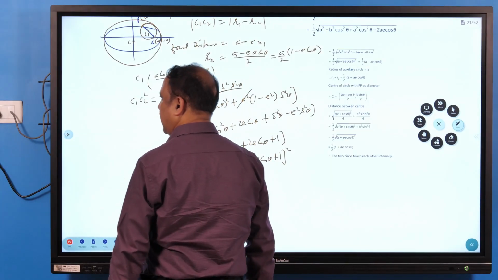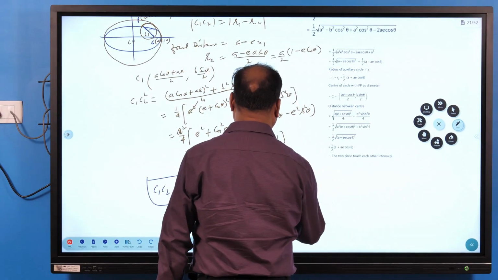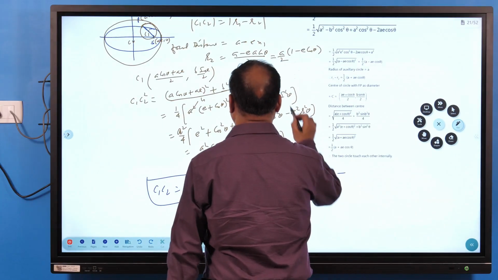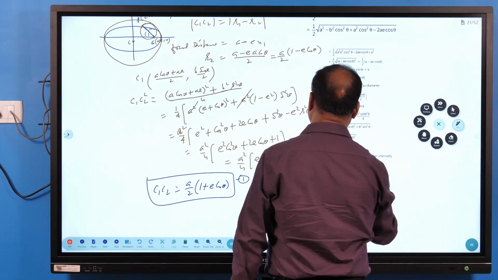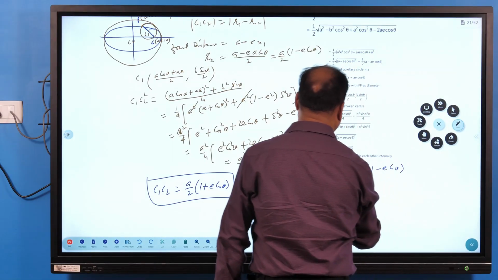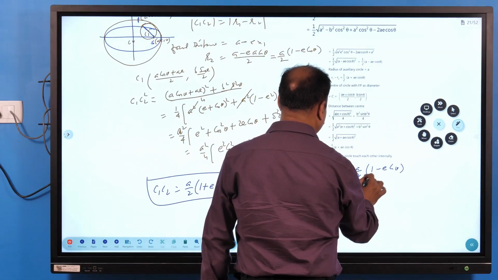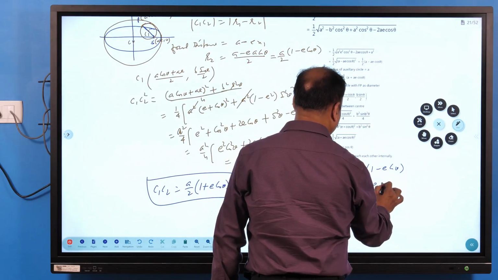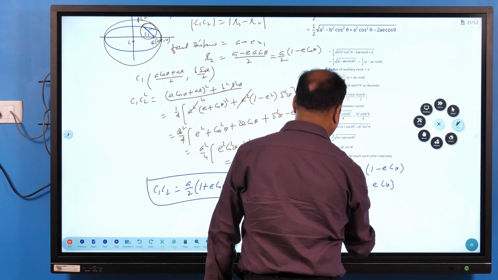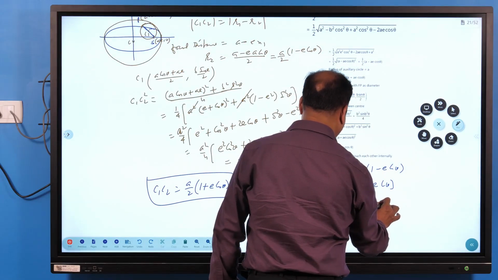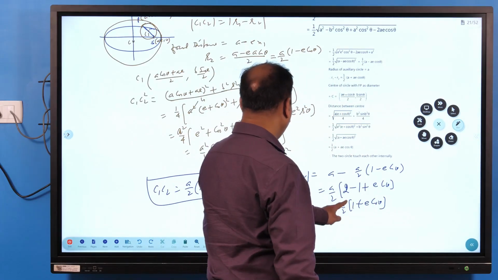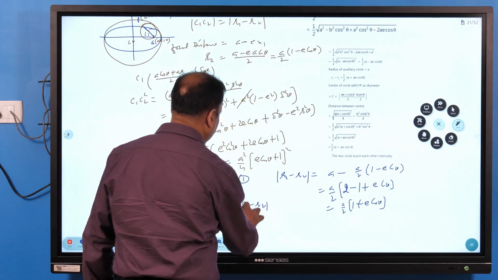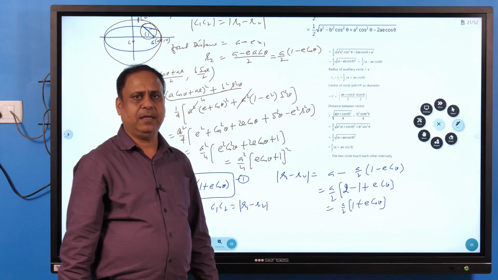Now I have to calculate R1 minus R2. R1 is the larger circle, A, minus R2, which we have calculated as A by 2 into 1 minus E cos theta. So this is A by 2 into 2 minus 1 plus E cos theta, which is A by 2 into 1 plus E cos theta. So we can say C1C2 is equal to R1 minus R2, as these two circles touch each other internally.